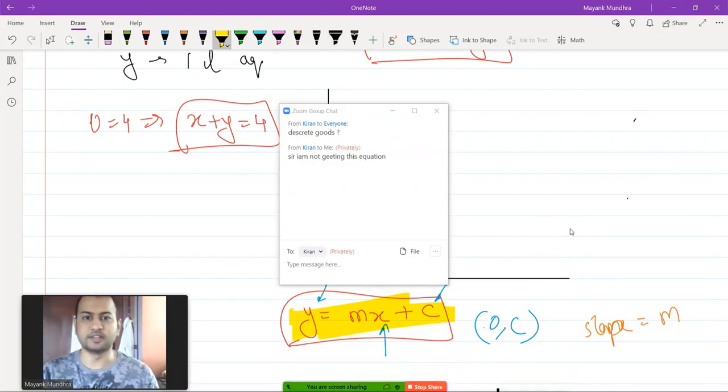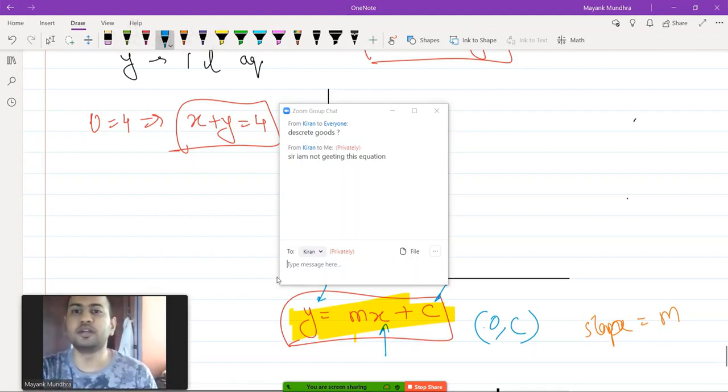I'm not getting this equation. So y equals mx plus c is a standard equation. I'm always going to wait. You can start your mic if you have any doubt, so that you won't have to type.